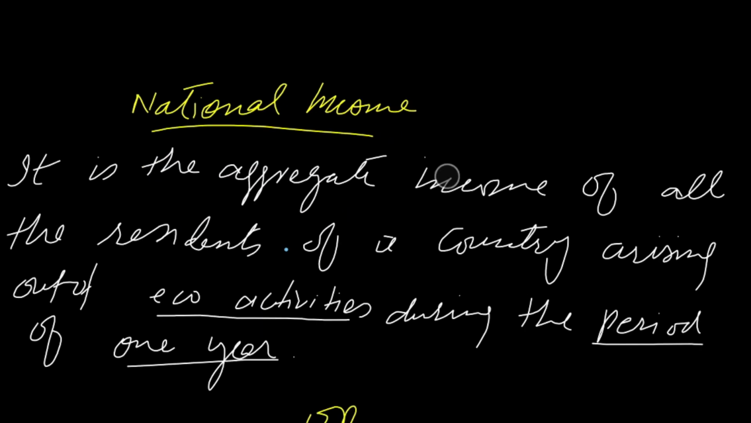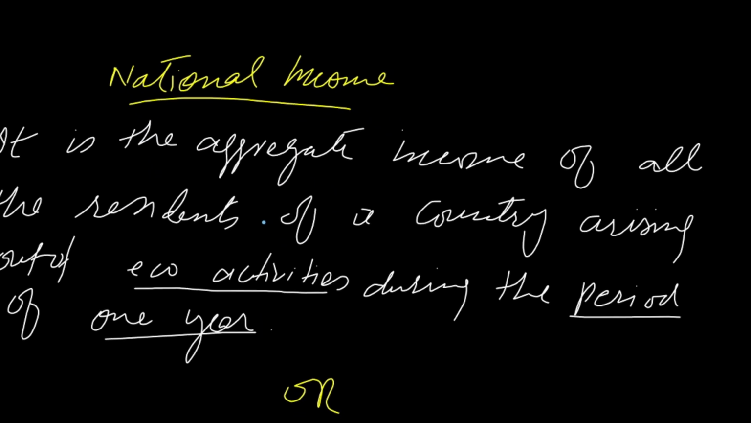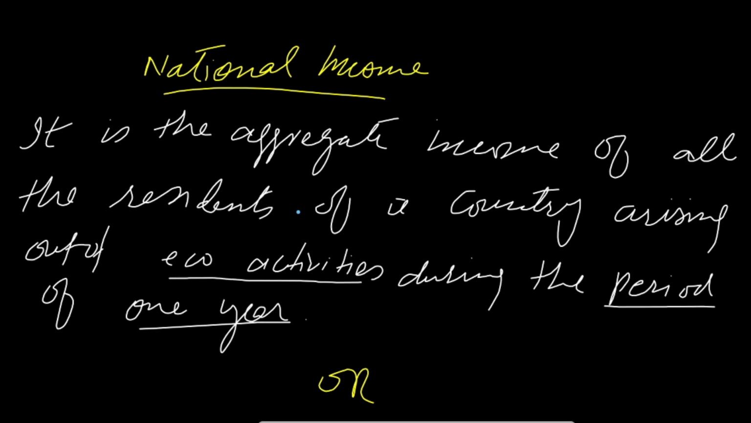National income is the aggregate income of all the residents of a country arising out of economic activities during the period of 1 year. The term economic activity is really important to consider, and the period of 1 year is also important because national income is calculated once a year, published once a year, and we consider only the income which is received from economic activities. Any kind of non-economic activities, illegal activities and unreported incomes are not considered in national income.